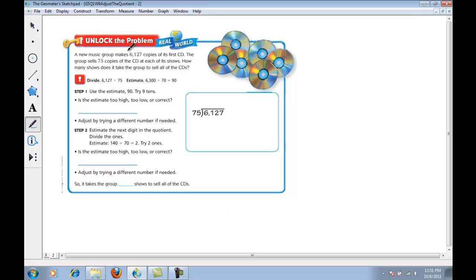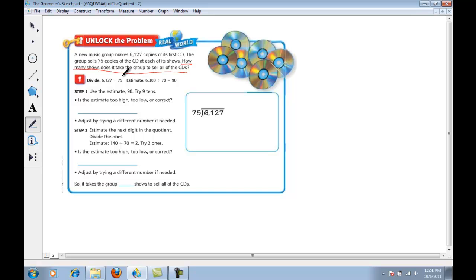A new music group makes 6,127 copies of its first CD. The group sells 75 copies of the CD at each of its shows. How many shows does it take the group to sell all of the CDs? Well, let's look at the question it wants us to ask. How many shows does it take the group to sell all of its CDs? We can divide 6,127 by 75.